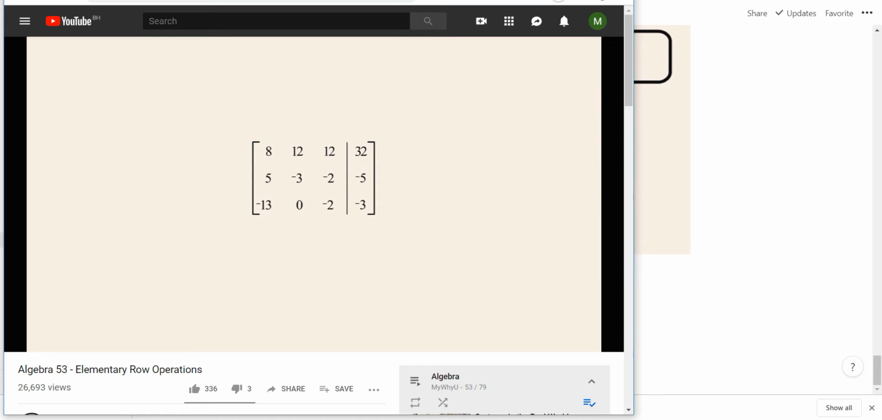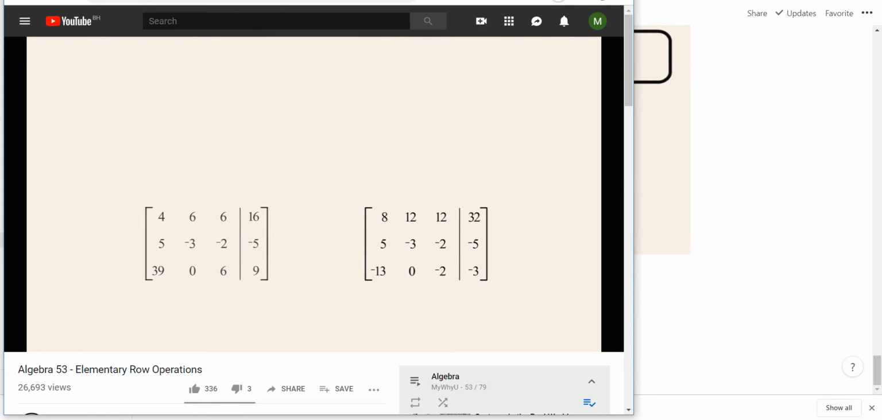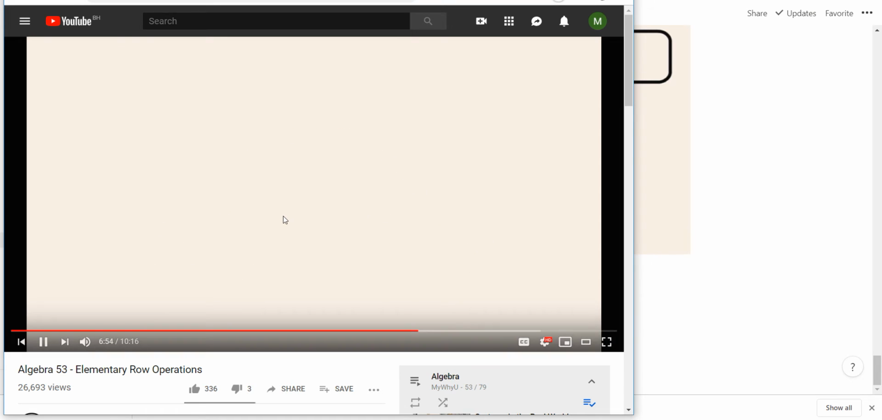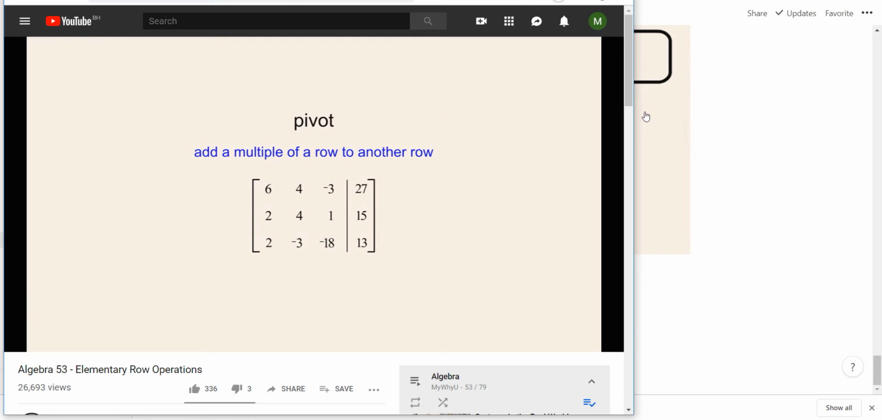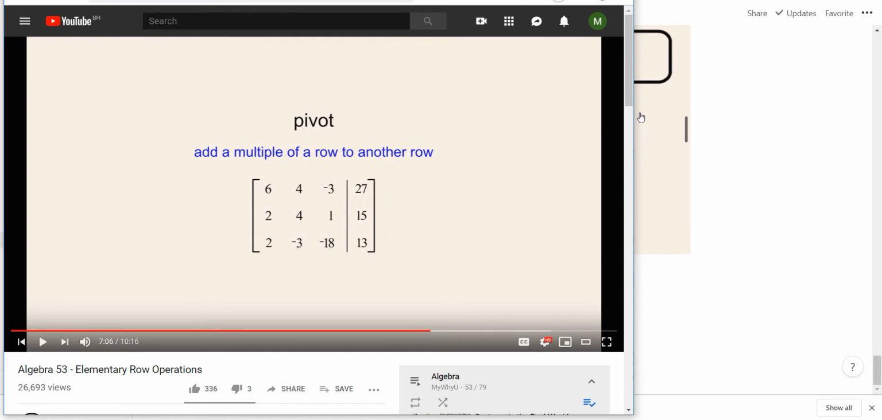Since multiplying both sides of an equation by a non-zero constant does not affect its solutions, the scale operation always produces an equivalent system of equations. The third type of elementary row operation is the pivot operation. This operation allows us to add a multiple of any row to another row, replacing that row.